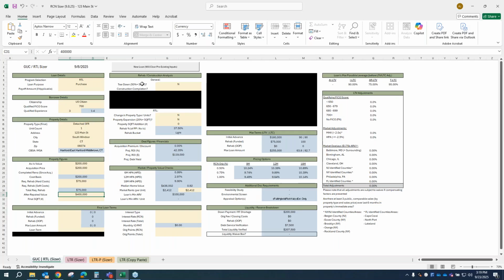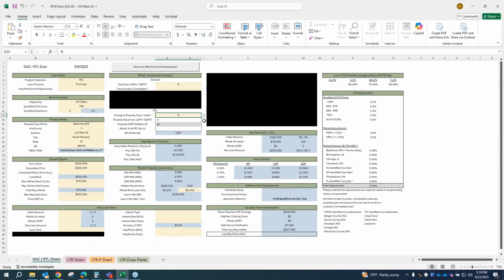It's going to ask you some questions here. Is it going to be a tear down of 50% or more? If the answer is yes, then we're going to have to run this as ground up construction. Change in property type or units. So are we adding or reducing the amount of units that are currently in the property today? If you choose yes to this, it makes it a heavier rehab. In most cases, they won't be, but it's important to know.